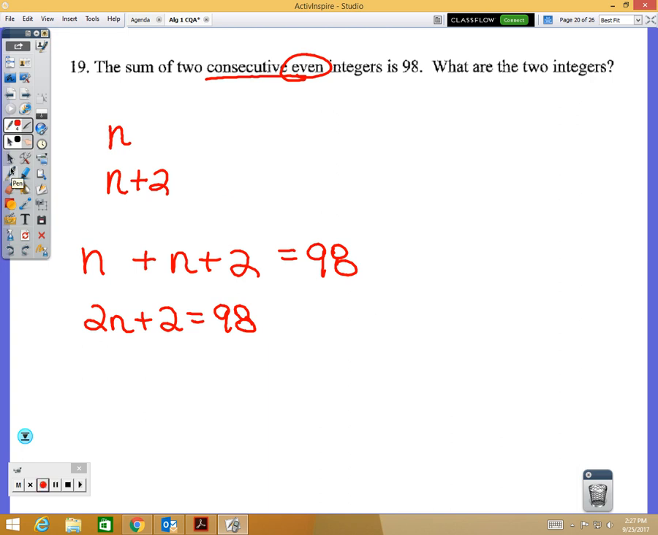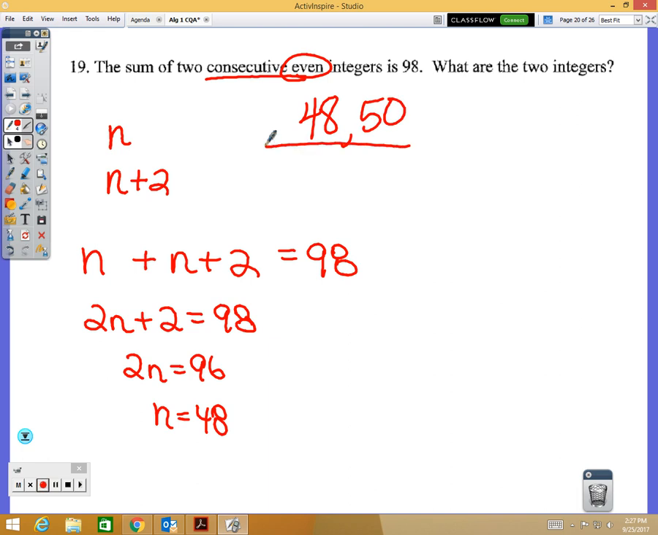So this would be minus 2, so 2n equals 96. And then divide by 2, you get 48. So one number is 48. The other number, plus 2, would be 50. There they are. 48 and 50 give you 98. 48 plus 2.